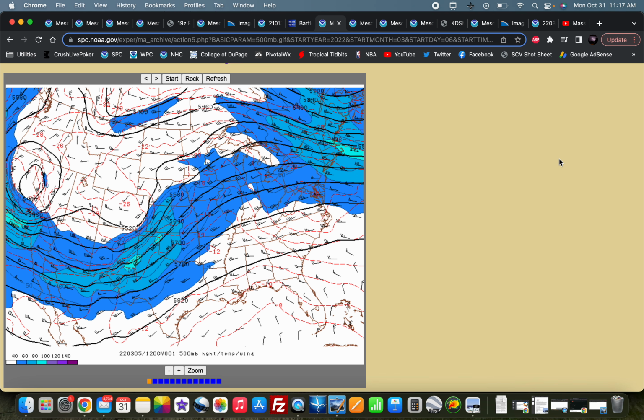Now this last one here is the Winterset, Iowa case, the infamous Winterset, Iowa tornado event from March 5th, 2022.